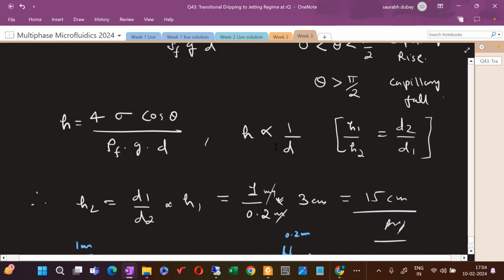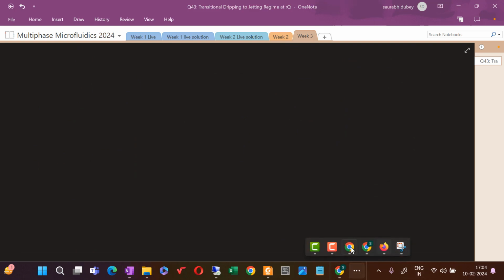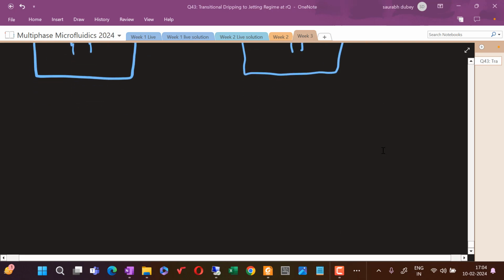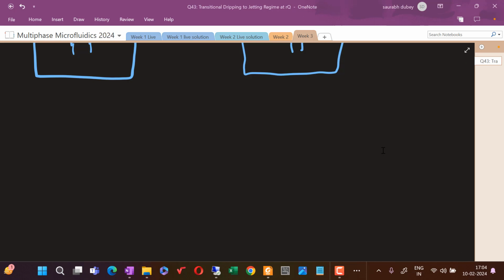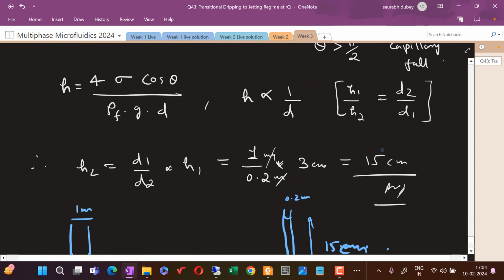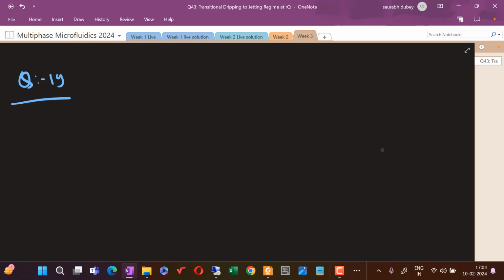So the last question that I want to solve is again related to the soap film, like the one drop we have solved. Just solve for one soap. So this question will be 19. Question number 19.